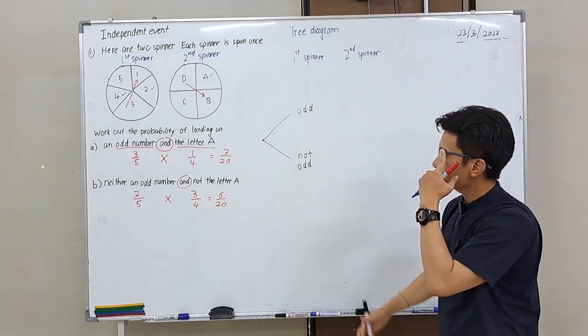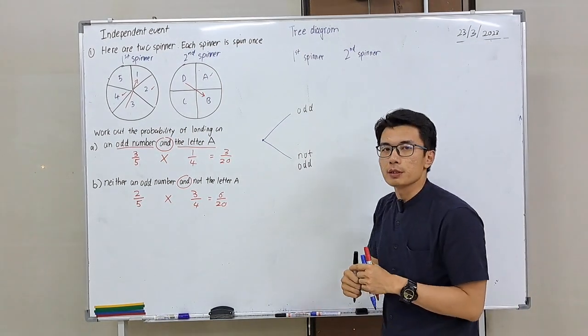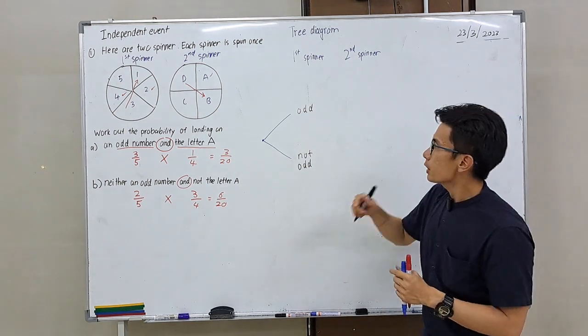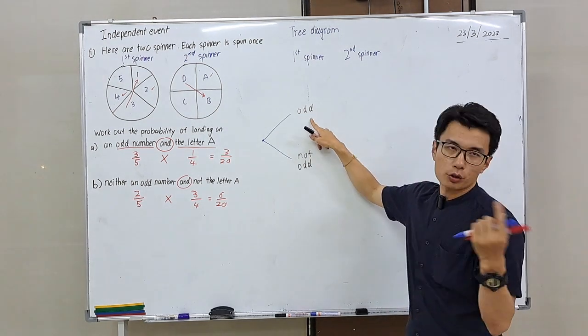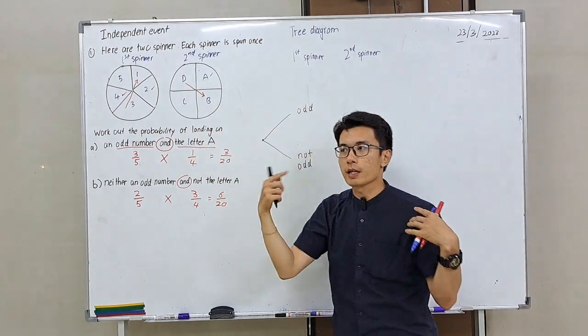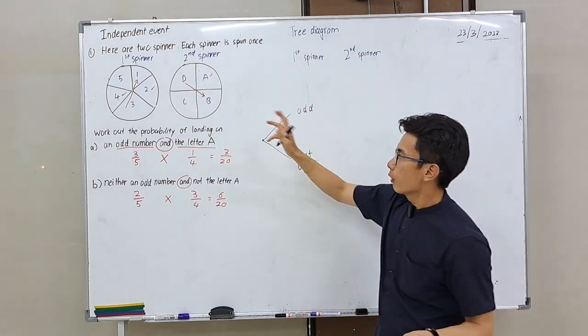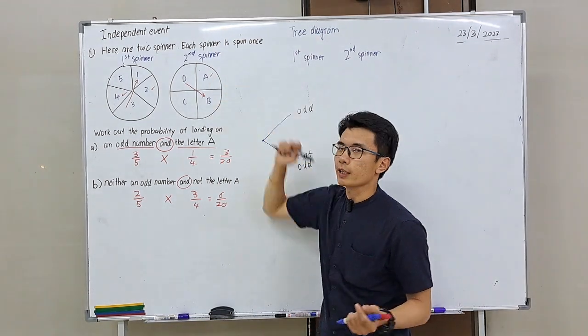Okay? Now I'm done spinning the first spinner. Now let's just say I get odd for my first spinner. Okay? I'm gonna spin the second spinner now.